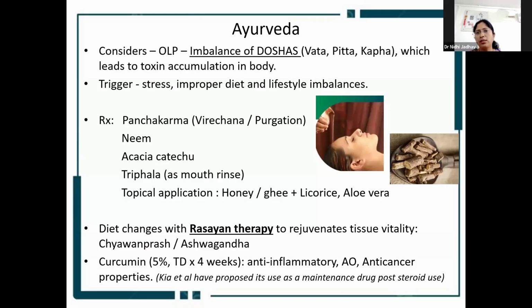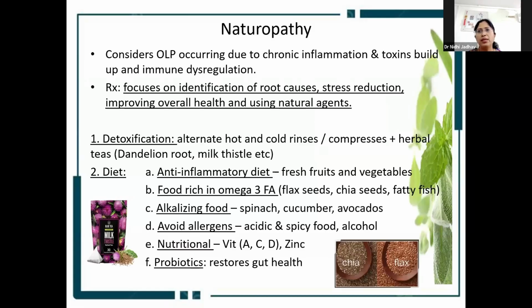Then they also promote the use of rasayan therapy, that is Chyawanprash, ashwagandha intake, curcumin in 5% because of its anti-inflammatory and anti-cancer properties. The naturopathy aspect: naturopathy again believes it to be because of chronic inflammation. So they also focus on identification of the root cause, stress reduction, and a lot of detoxification procedures like hot and cold rinses and intake of herbal teas.